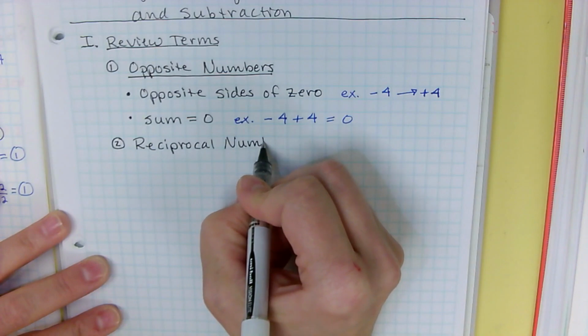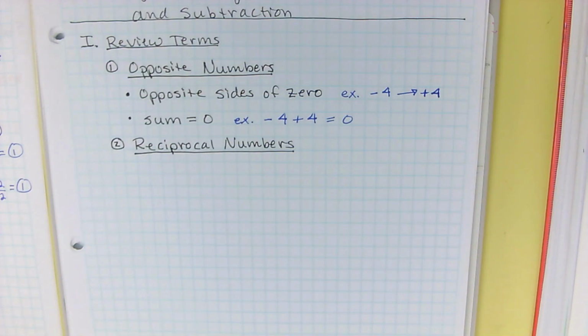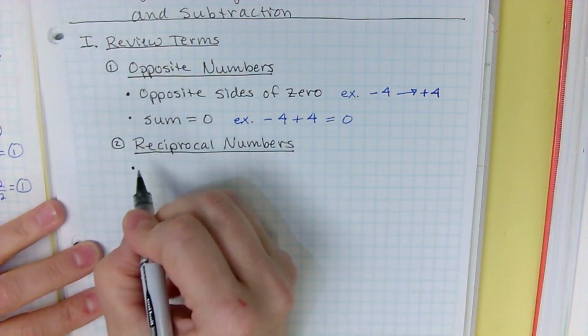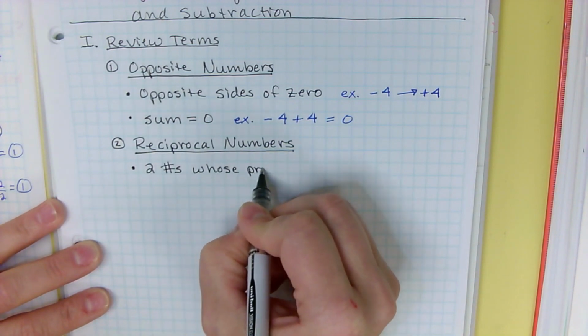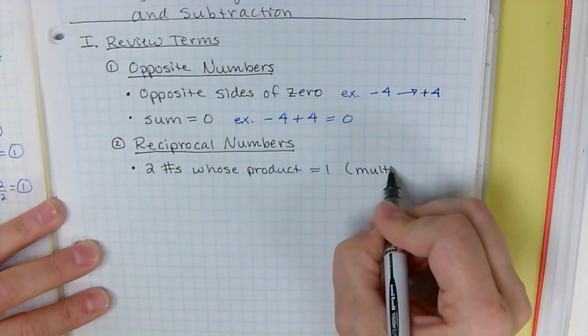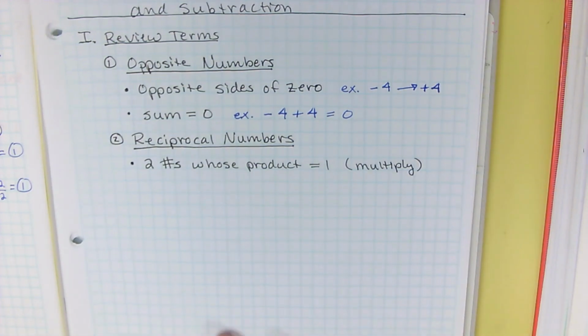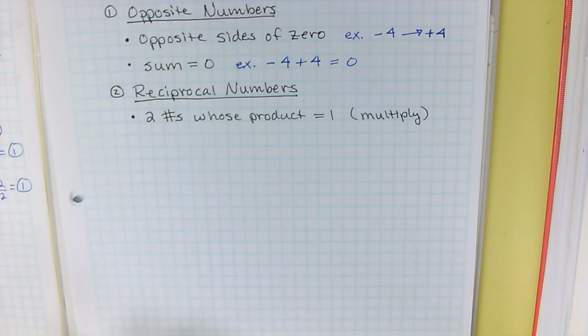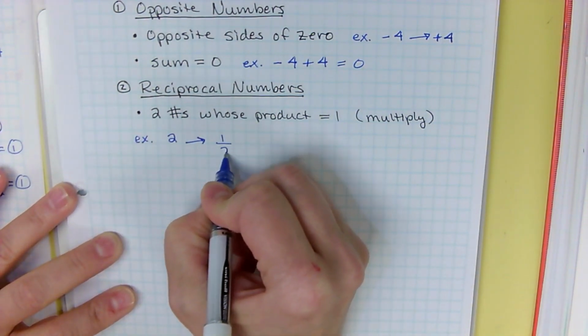Reciprocal numbers. You've already heard me say reciprocal when we did stacked fractions. It's the same word. But in this context, reciprocal numbers are two numbers whose product equals 1. And product means multiply. So two numbers whose product equals 1 have to be reciprocals. And again, this is something we use in solving. An example of reciprocal numbers would be 2 and 1/2.